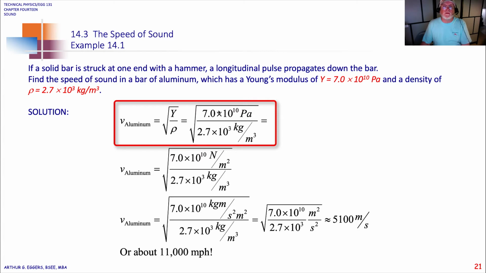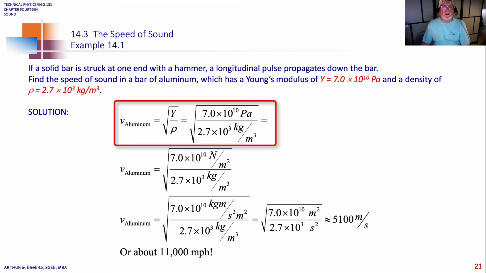Well, we've got our terms here for Young's modulus, 7 times 10 to the 10th Pascal. We've got our density, 2.7 times 10 to the third kilograms per meter cubed. This is all good, except we don't have common terms. In the end, we'll come up with a value, but how do we know that it's meters per second? How do we know that it actually has the right units?